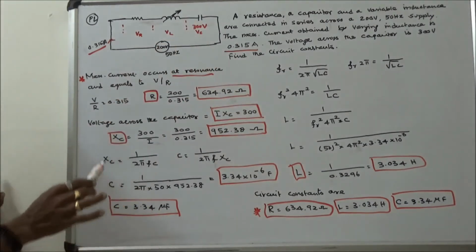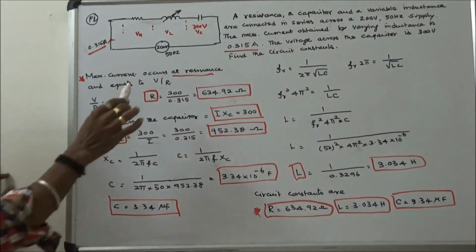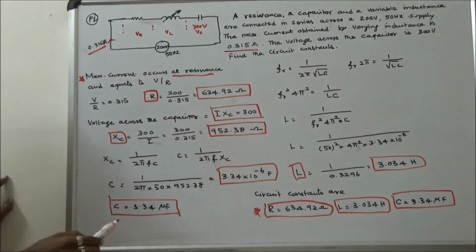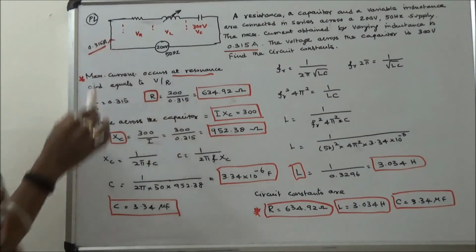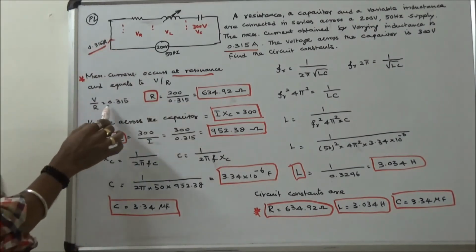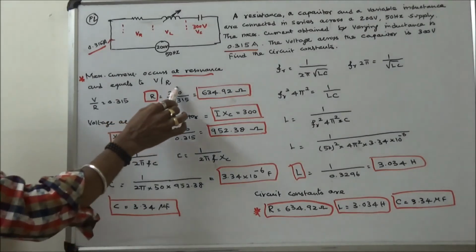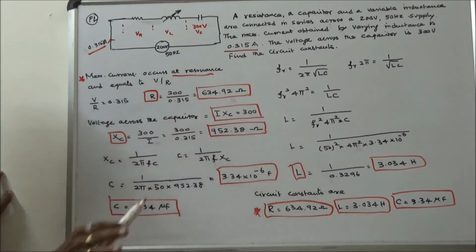We know that the maximum current occurs at resonance and is V by R. Voltage is given as 200. The current is 0.315 amps. So V by R is equal to 0.315 amps. I can calculate R is equal to 200 by 0.315. That is equal to 634.92 ohms. That is the value of resistance.